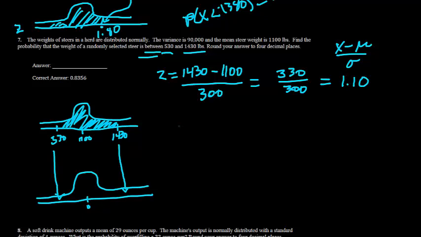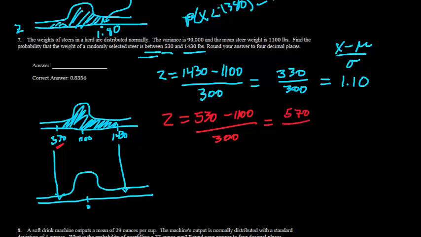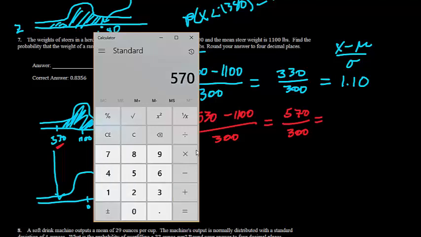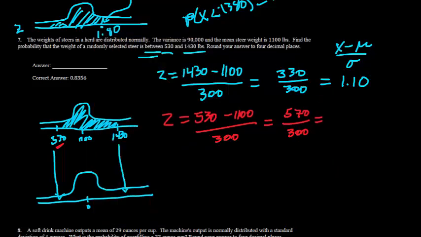1.10. And before we go on, let's just go ahead and do the other one. Do it in red this time. Z is equal to 530 minus 1,100 over, I'm not going to calculate the standard deviation again, I've already done it. And that gives me 570 divided by 300. And that should be equal to something like 1.8 or negative 1.8. Let's find out. 570 divided by 300 is equal to 1.90. Excellent. Negative 1.90.